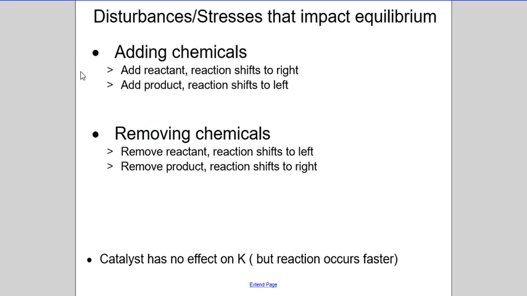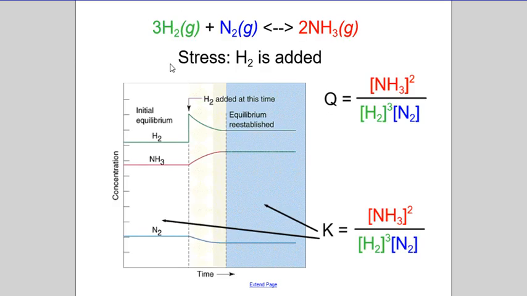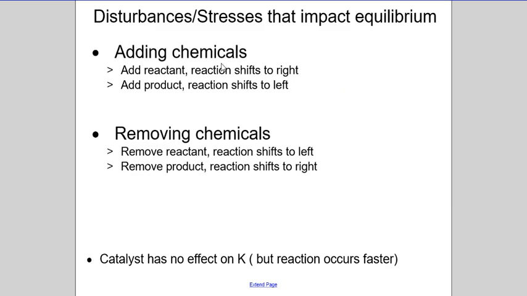So adding chemicals is what we just did. So here we added a reactant. We added this guy, and this. So the stress was adding a reactant, and our shift was the reactants went down and the product went up. So we shifted right. We shifted to this side of the reaction. So if we add chemicals, if you add a reactant, the reaction shifts right. It makes products. If you add a product, the reaction shifts left. It makes reactants. So anytime you add chemicals, it's going to shift to the opposite side of whatever you added.